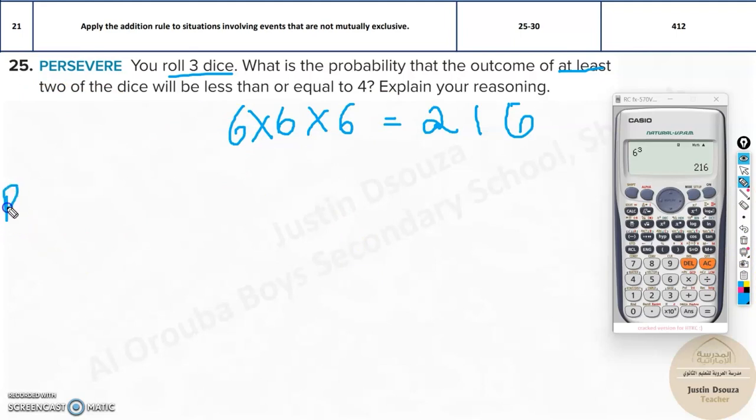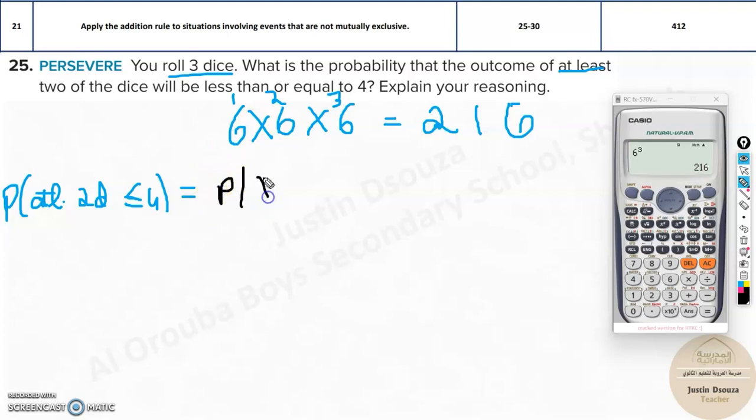That means probability of at least 2 dice being less than or equal to 4. What does it mean? At least 2 dice less than or equal to 4 means it can be any. There are 3 dice, right? 1, 2, 3. So either first and second dice will be less than or equal to 4, or first and third, or second and third, or all 3 can also be less than or equal to 4, isn't it? So let's write that.